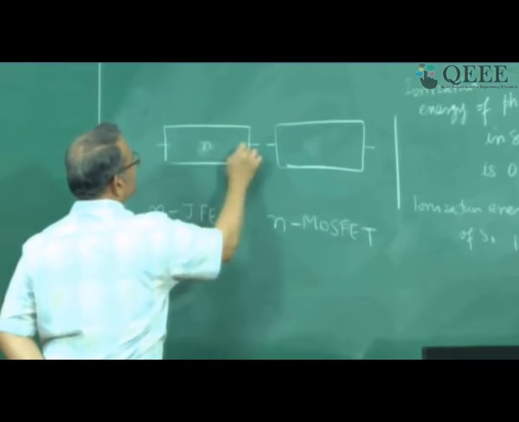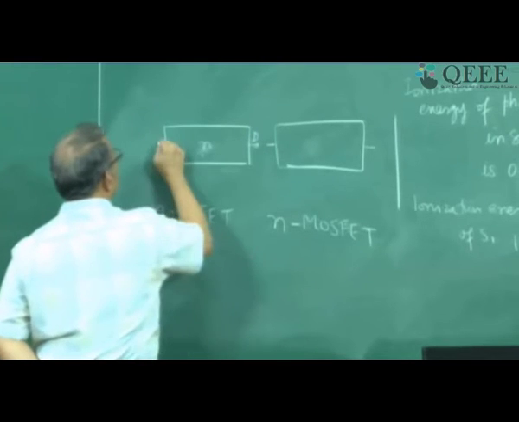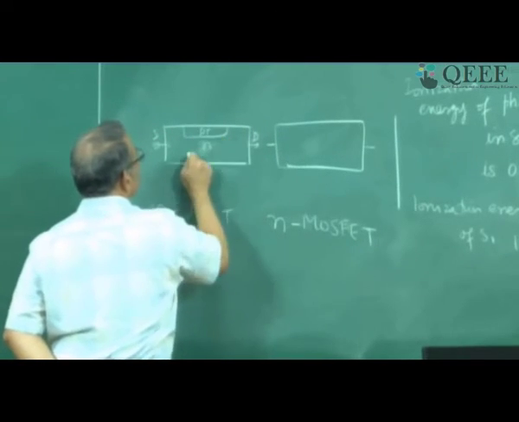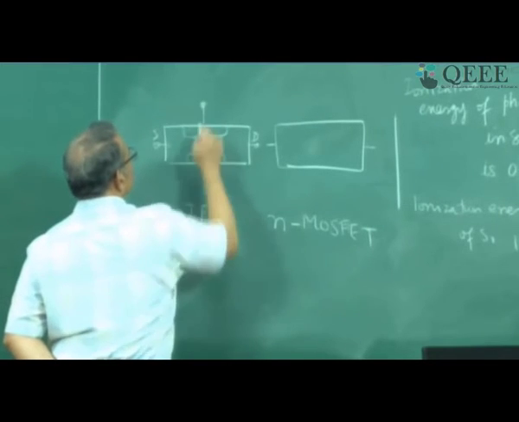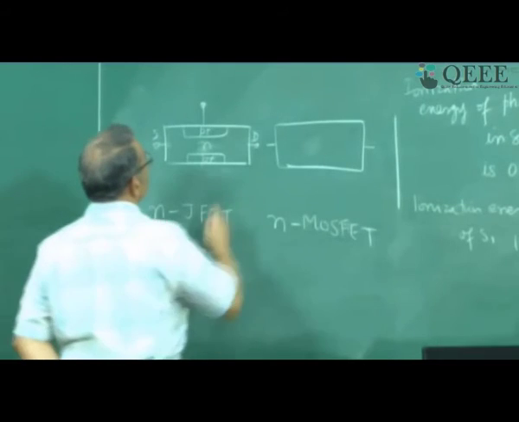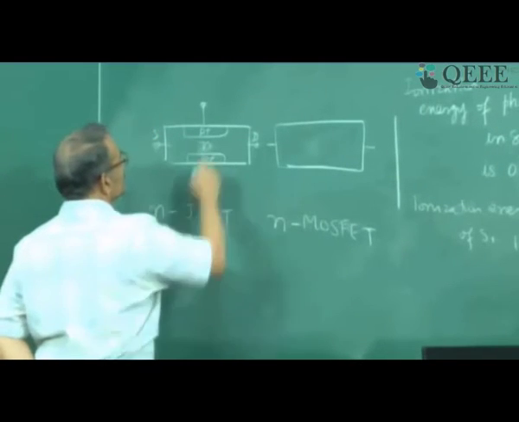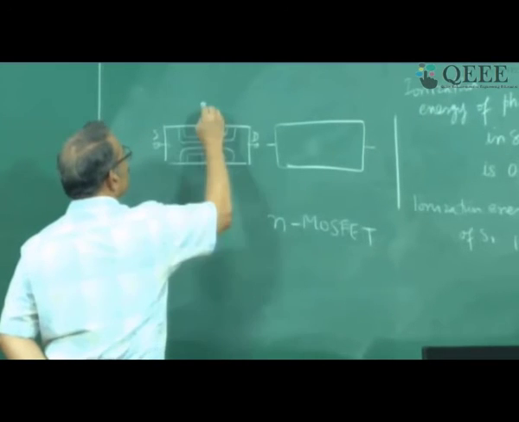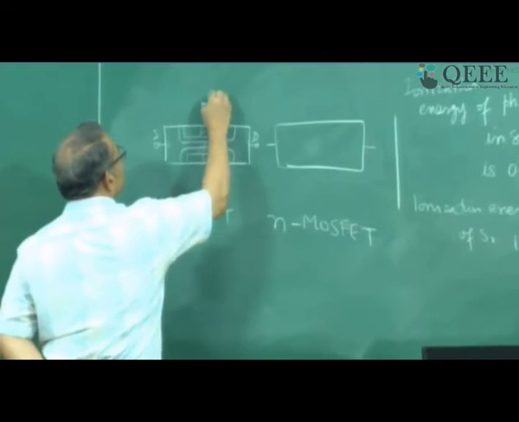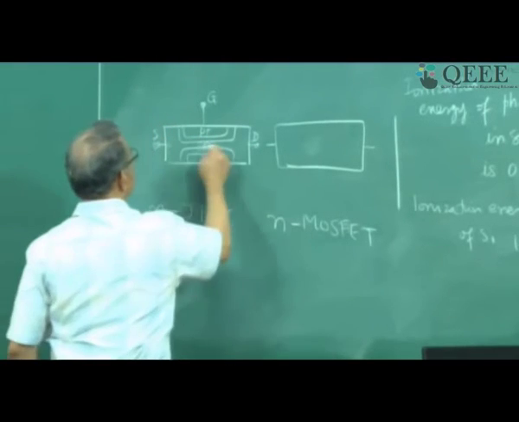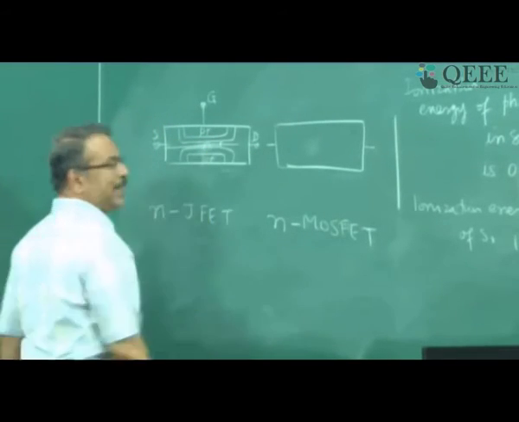This is the n region in which current is flowing between, say, drain and source, and the gate will be made of a PN junction. So this is a gate. Imagine that both these are connected together. That is why it is called a junction FET. So now you will have a space charge region here. When you vary the voltage of this gate with respect to source, the space charge region will vary and the amount of current that can flow between drain and source will change.